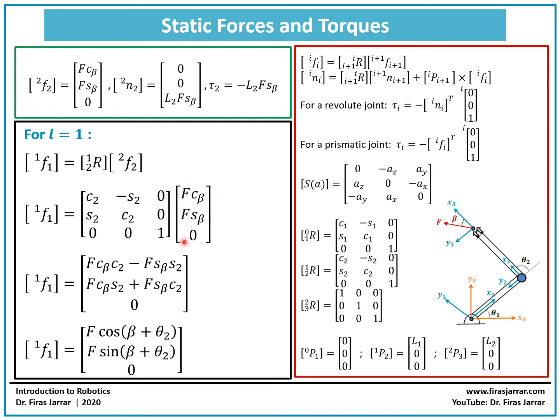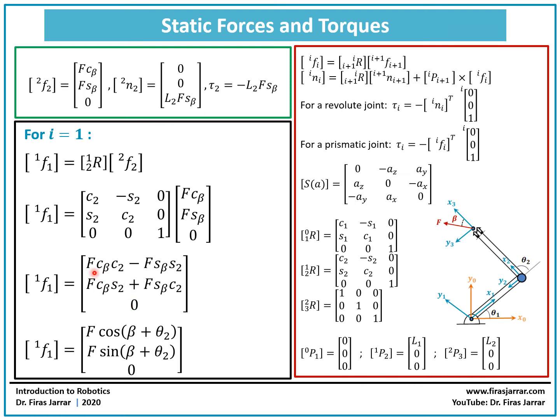So we have the force at joint 2, and it's just a matter of matrix multiplication: cosine theta 2 times F cosine beta, minus sine theta 2 times F sine beta, plus 0 times 0. This will give me the first row here, first element, I mean. The second element is obtained by multiplying this row by this column in the same way, and the last element is going to be 0.